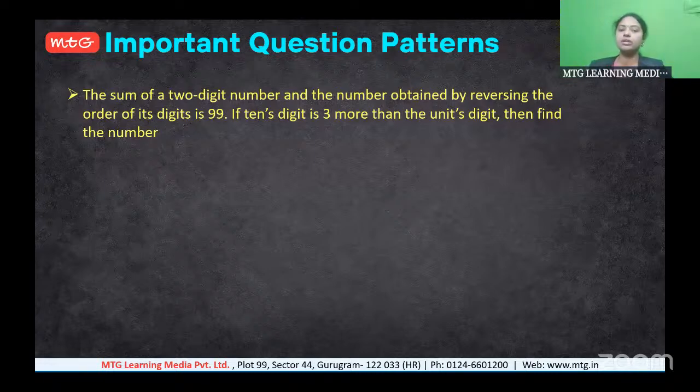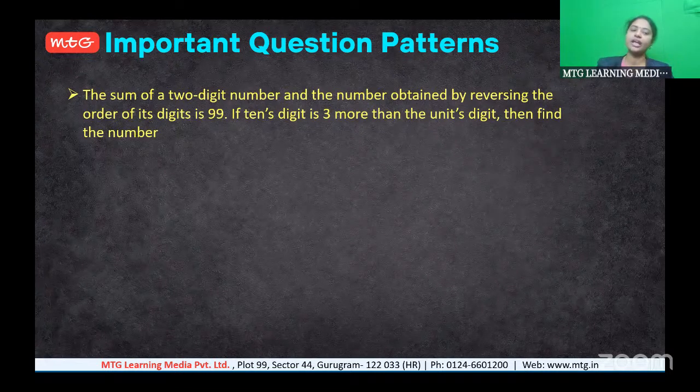Okay. So this is the other question. So how are we going to solve? Let's take the 2 digits of the number to be x and y because it is a 2-digit number. X and y I can consider. Now what are the relations that we have?